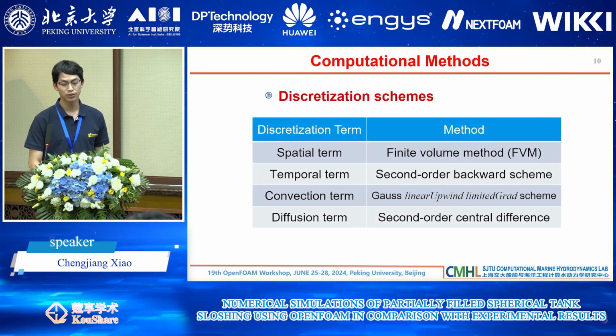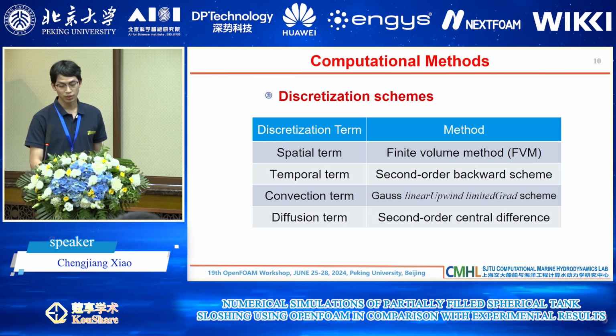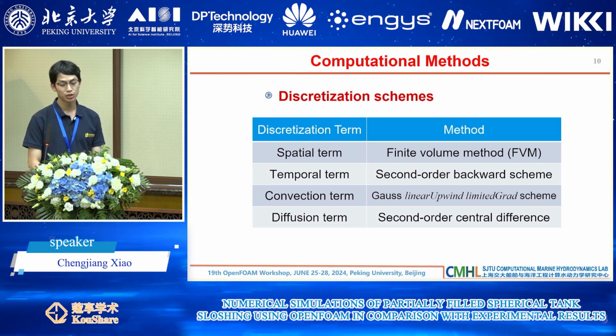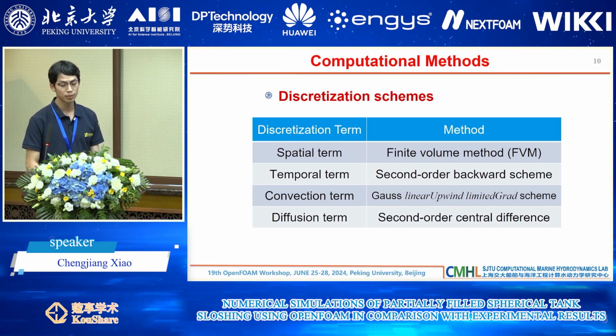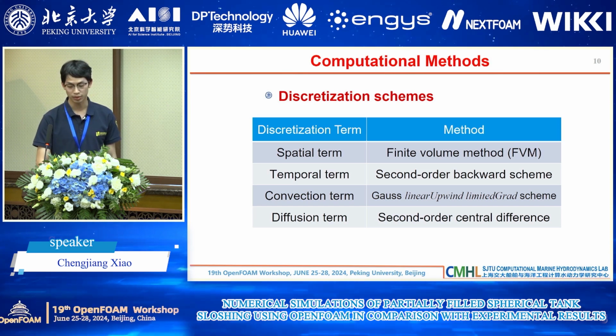Discrete schemes for different terms in the equation are shown briefly in this table. We won't go into much detail here. The coupled pressure and velocity term is solved by the PIMPLE algorithm, which is a merge of the PISO and SIMPLE methods.